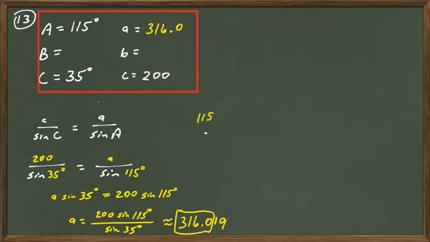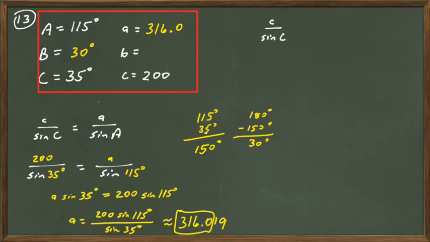Yes, 115 plus 35 degrees gives me what, 150, I think, degrees? If I subtract that from the total degrees in a triangle, it should leave me with 30 degrees. So I believe angle B is 30 degrees. So now I'm still going to use c over sine C because both c's are given. But this time I'm going to do b over sine of B. And we'll fill these values in.